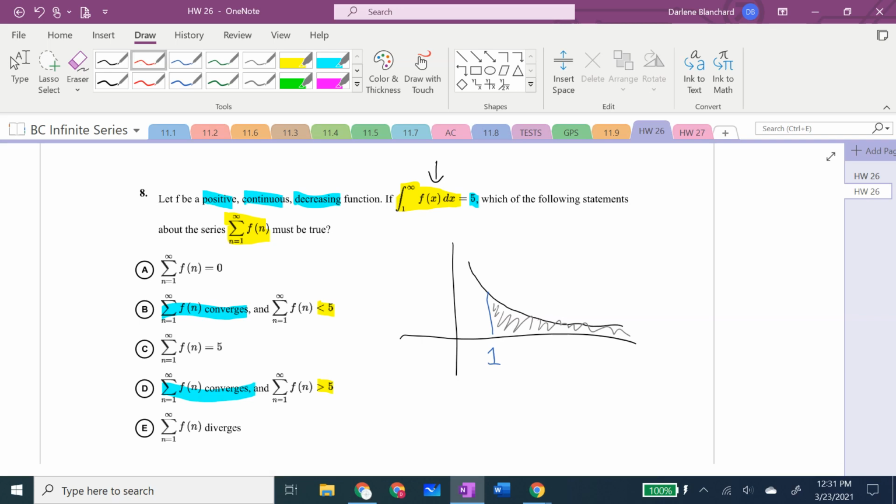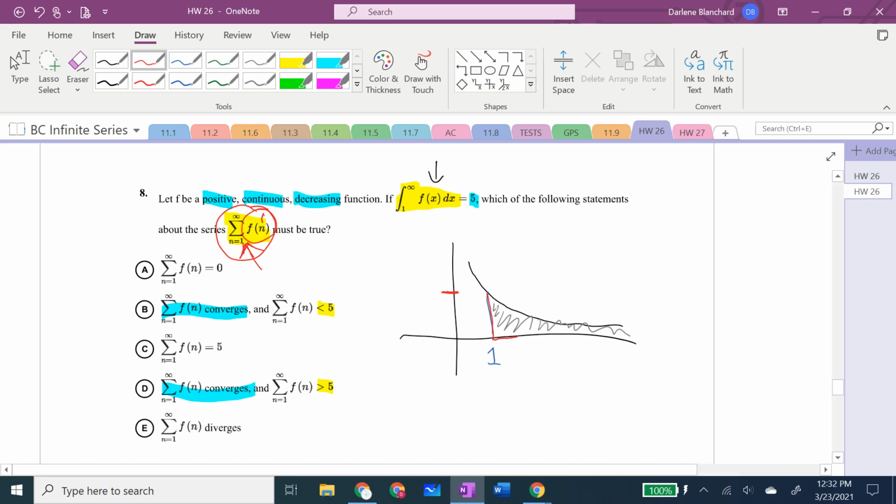Now, I need to look at sigma, and I need to see that it starts at n equals 1. When I plug in 1, I am getting this value, this y value right here. Does everyone see that I'm getting that y value for my sigma? Because it is finding f of 1. This is really important. This is what you have to look at first.